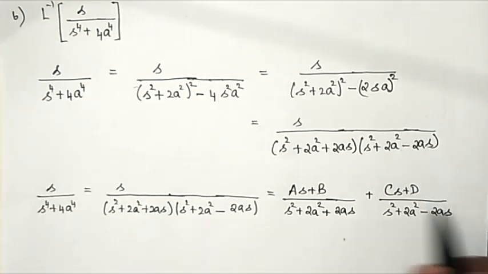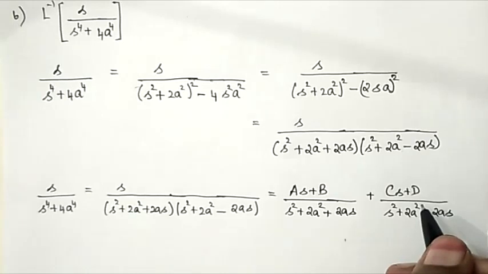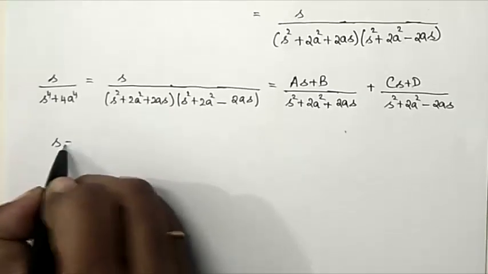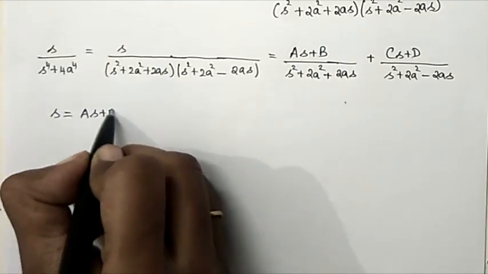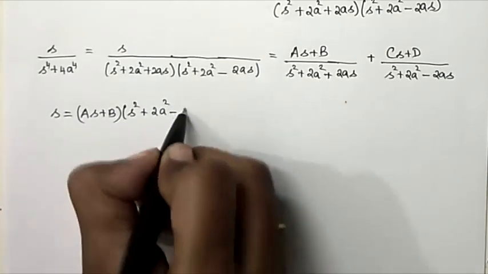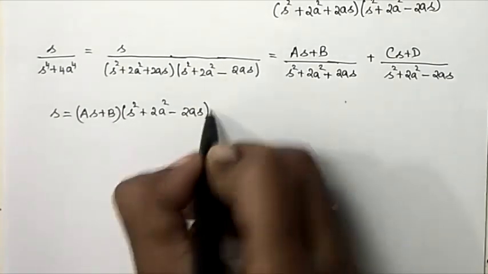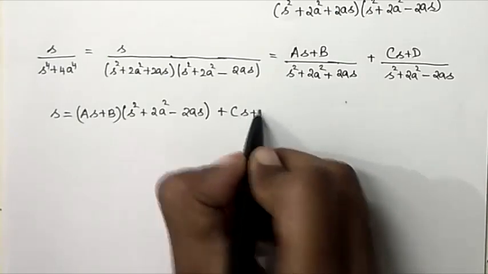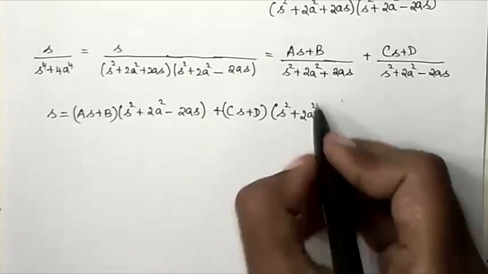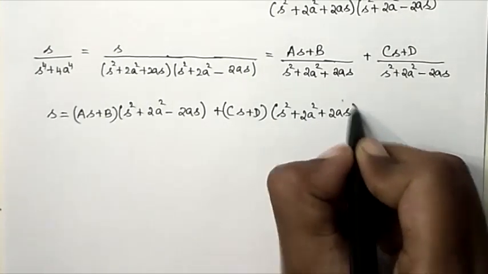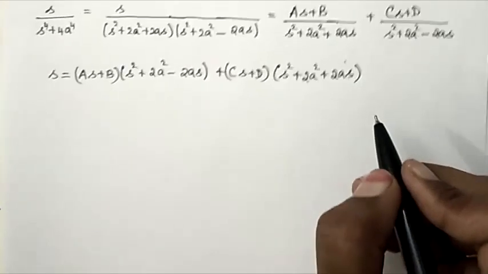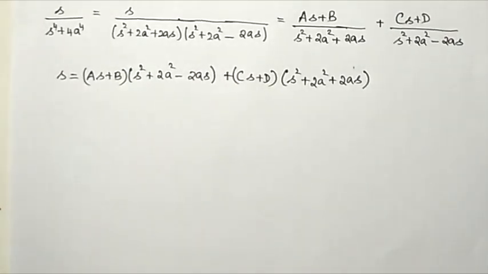Now we need to find the constants A, B, C and D. What we'll do is take the LCM for this. So s is equal to As plus B into s square plus 2a square minus 2as plus Cs plus D into s square plus 2a square plus 2as. Now to get the values of the constants A, B, C and D, we need to start comparing the coefficients on both sides.